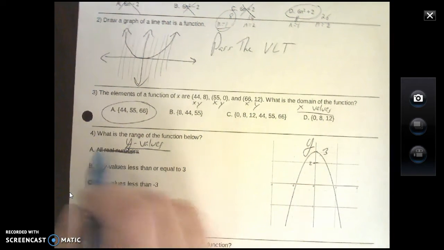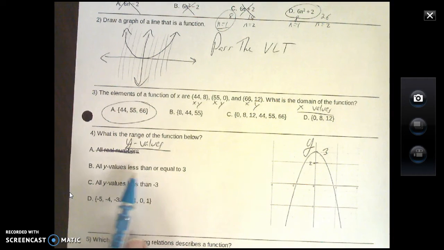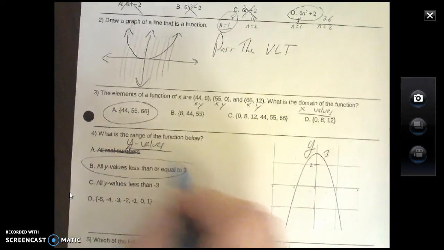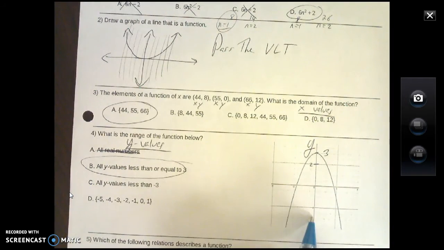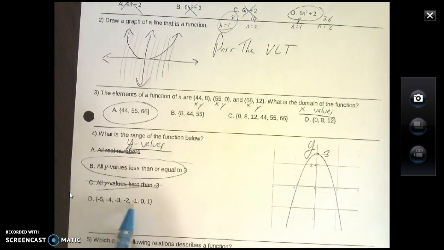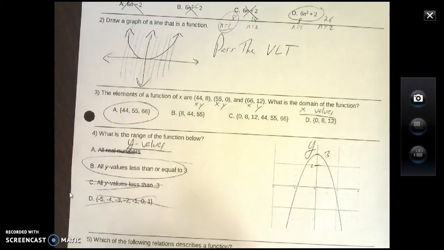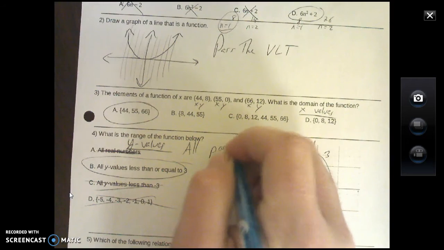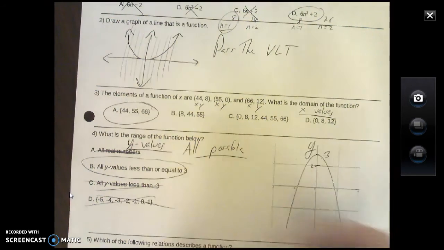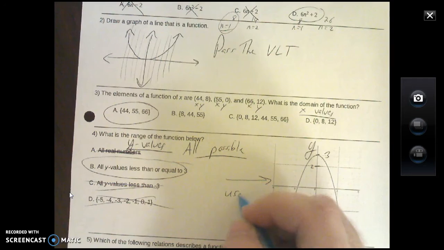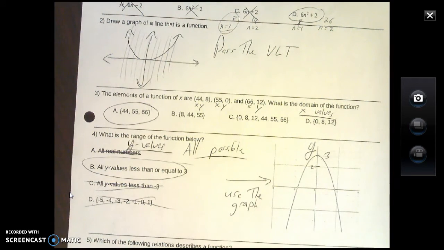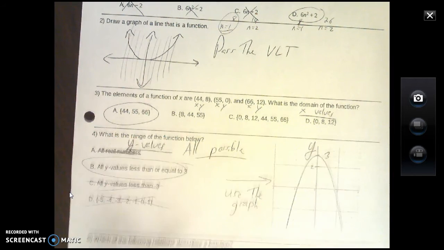So we can get rid of that one. All y values less than or equal to 3. Now we're talking. All y values less than -3. No, I'm not sure about -3. I have no idea what this is saying. -5 all the way up to 1? So that's no. So all the possible y values, all possible. Use the graph. Use the graph. I'm trying so hard to write nice. Sorry, it's awful.